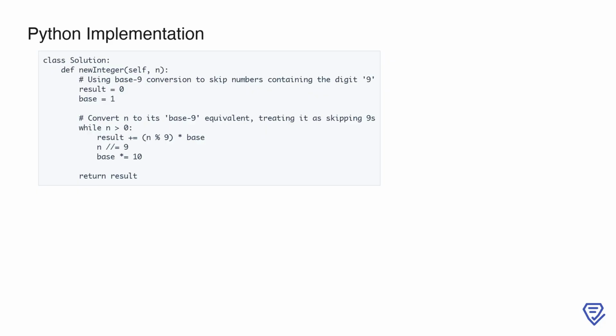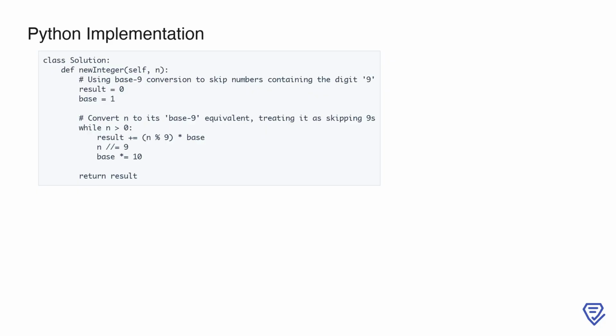Extract the last digit of n in base 9 by computing n % 9. Multiply this value by the current base and add it to result. Update n by performing integer division with 9, n //= 9, effectively moving to the next digit in base 9. Multiply base by 10 to shift to the next place value in the decimal system. 4. When the loop finishes, result contains the number corresponding to the nth position in the sequence.